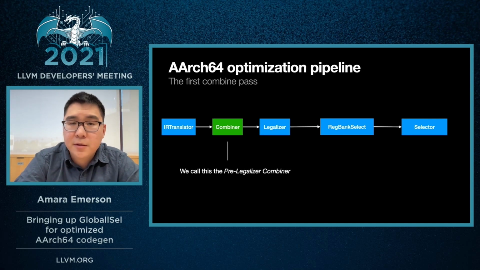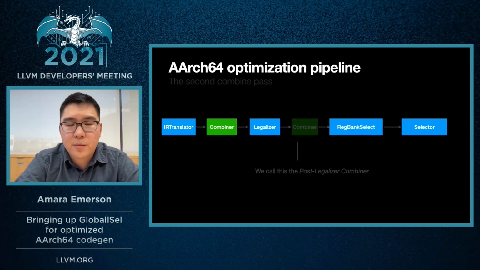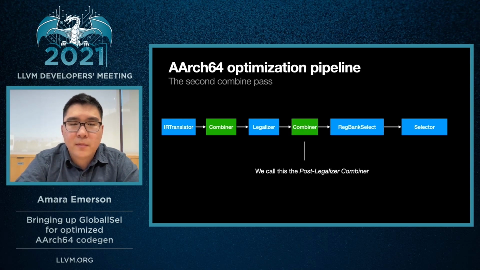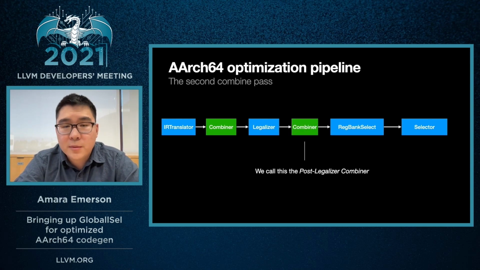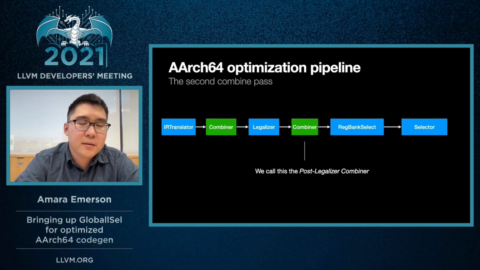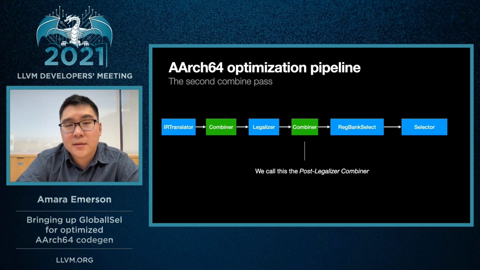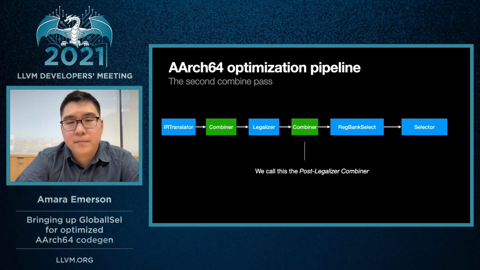Now, after legalization runs, we have another opportunity to do some optimizations, and we do. We call this one simply the post-legalizer combiner. The purpose of this combiner is to clean up things that the legalizer generated, because the legalizer doesn't really do things like instruction combining. It leaves that to later passes and allows us to have a more modular structure.